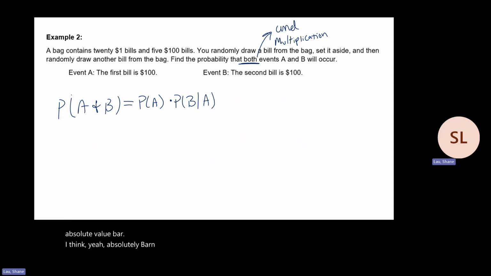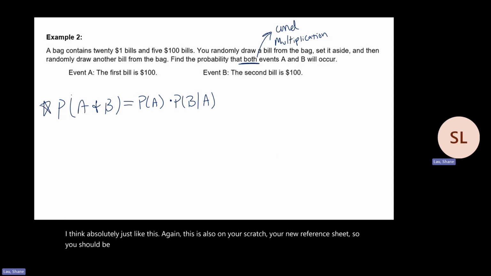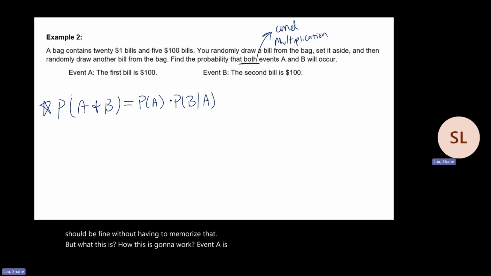A, written just like this. Again, this is also on your spreadsheet, your reference sheet, so you should be fine without having to memorize that. But how this is going to work: Event A is pulling the first bill to be $100. Event B is the second bill to be $100.